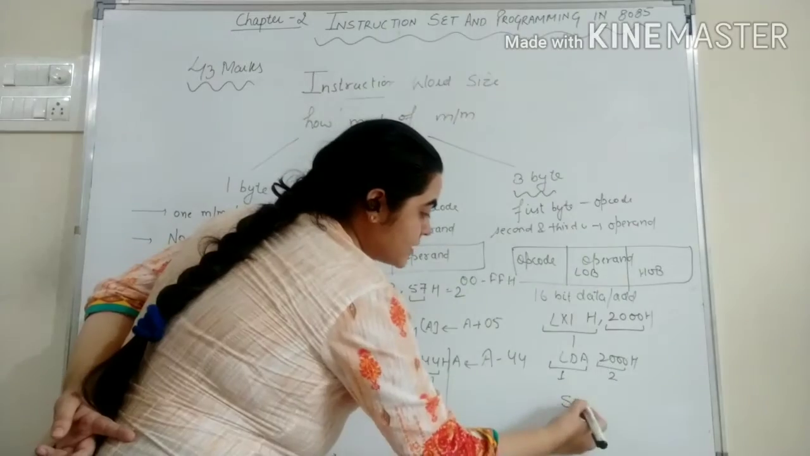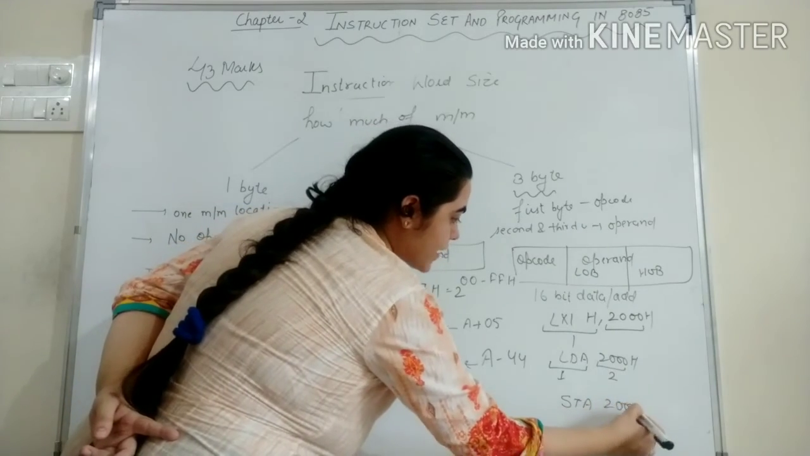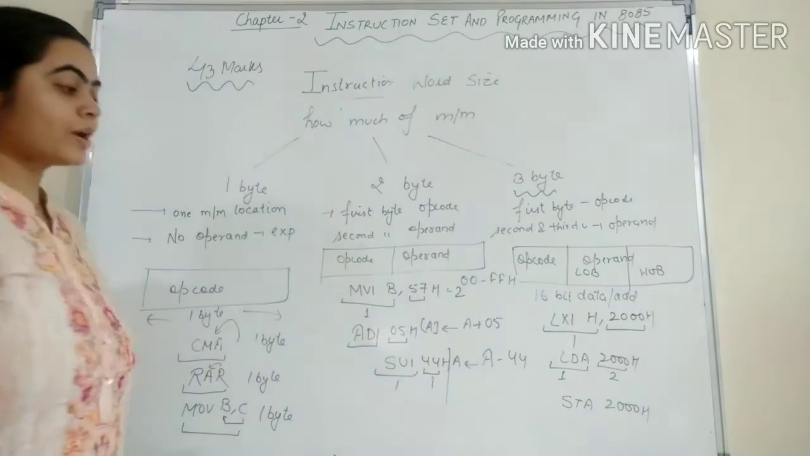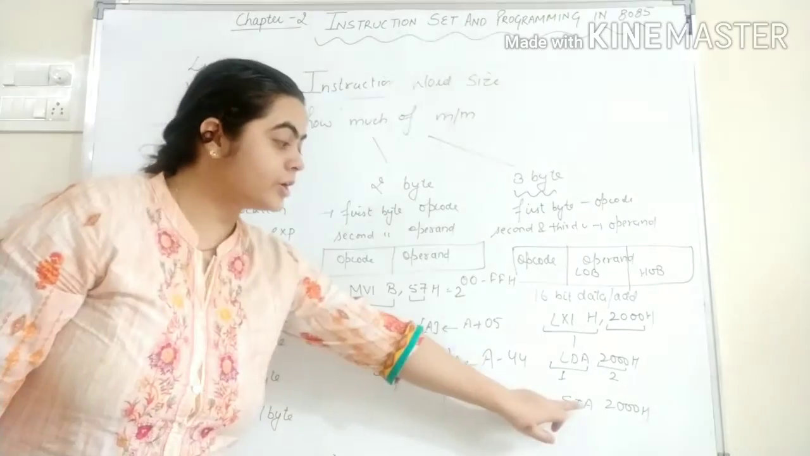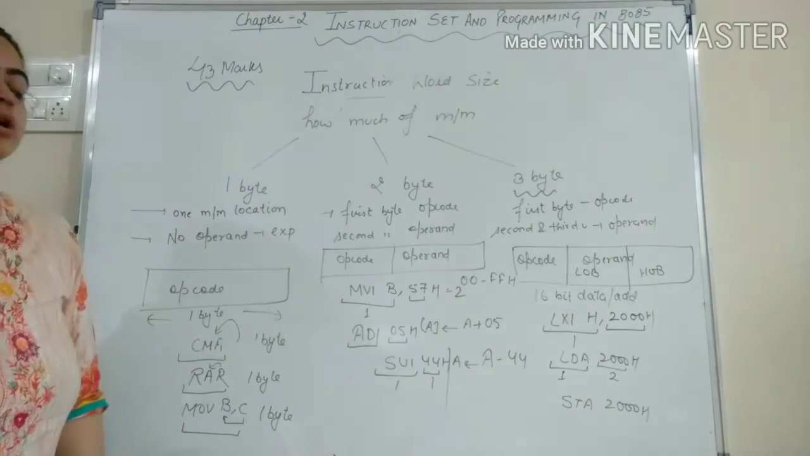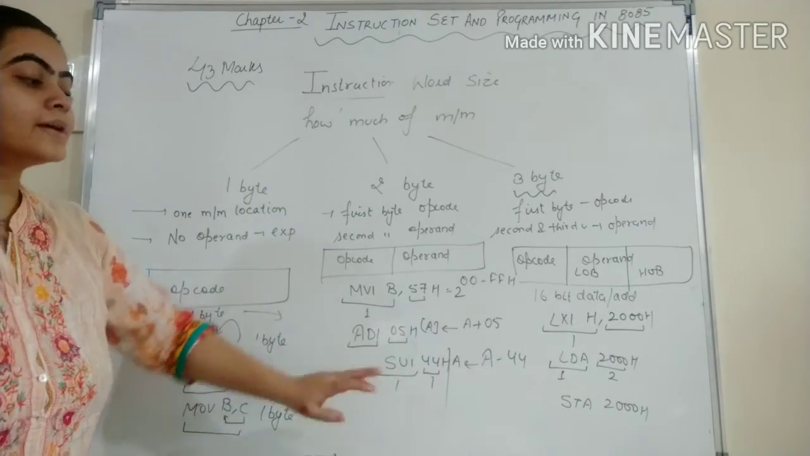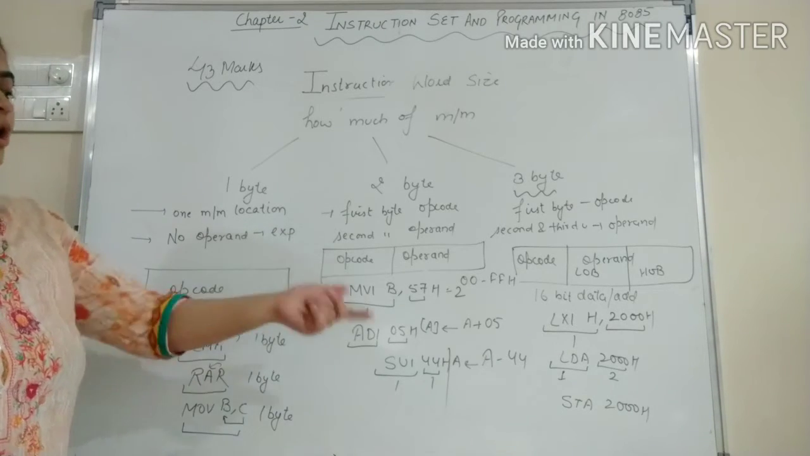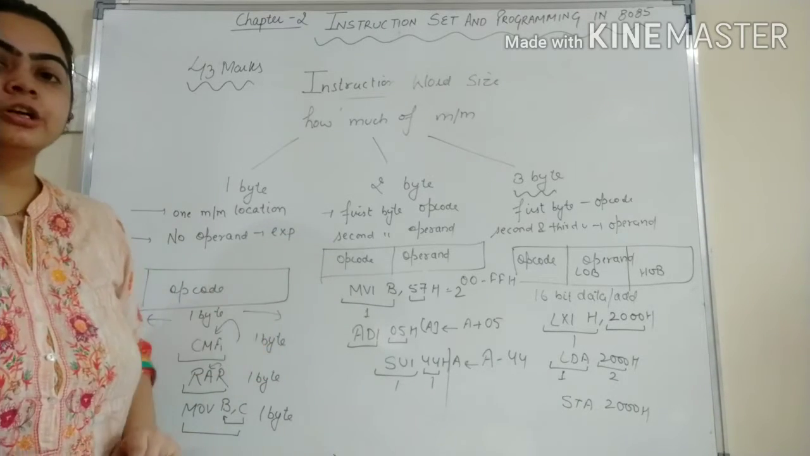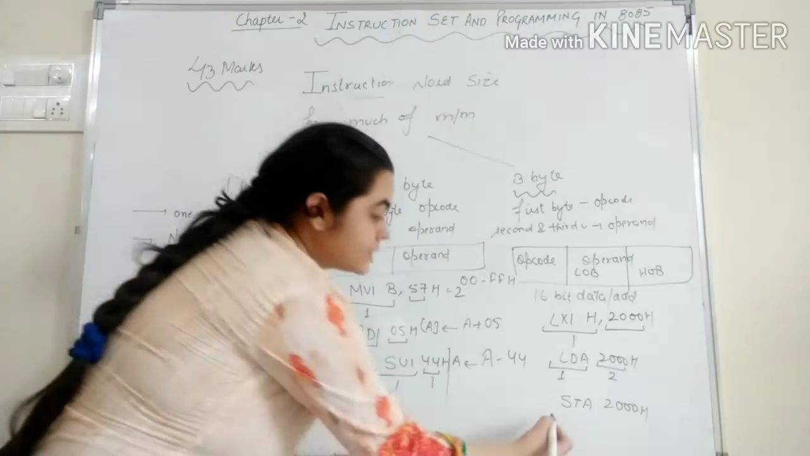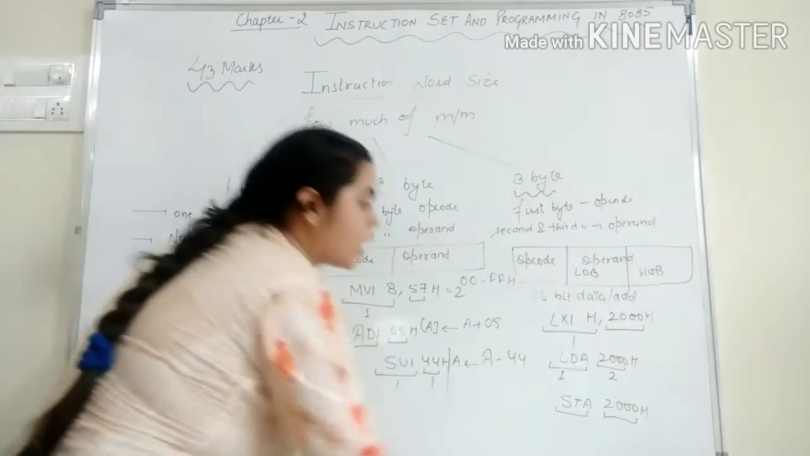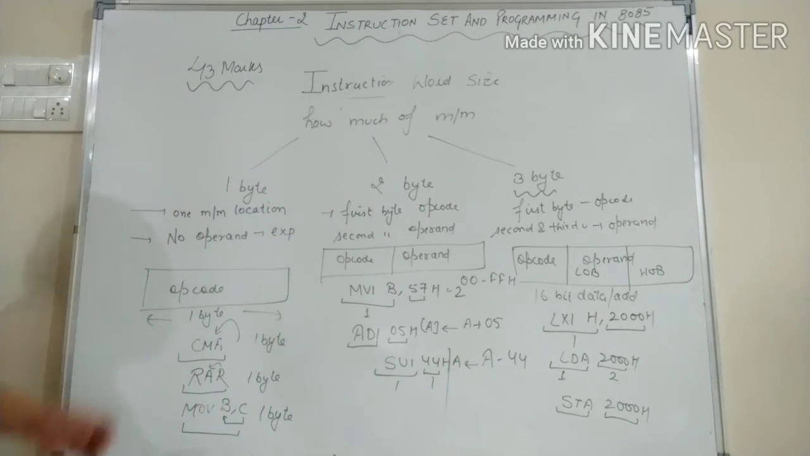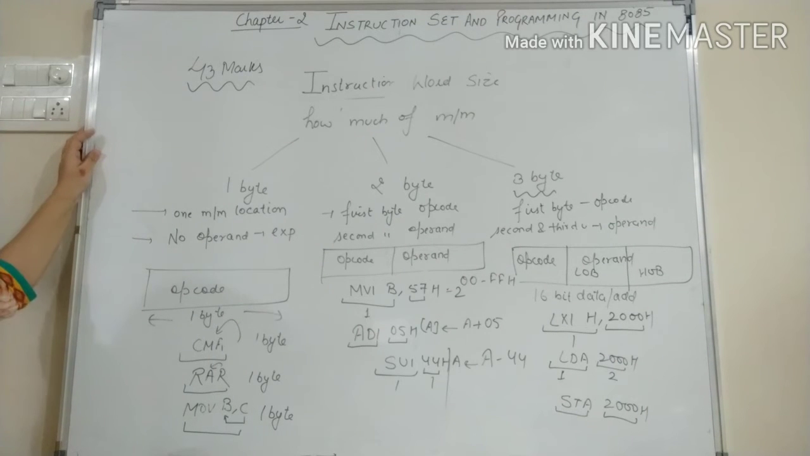Next example we can see is STA 2000H. In this case, whatever contents are present in the accumulator will be stored into memory location 2000. Here STA is the opcode while 2000 is the operand. So these are the 3-byte instructions.